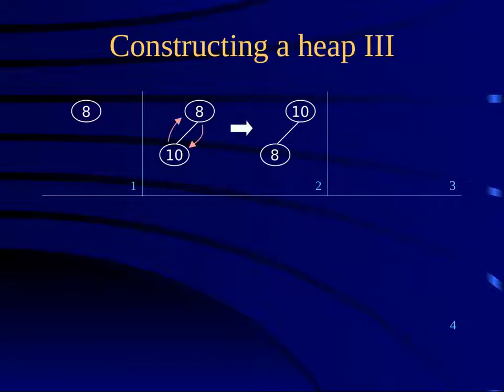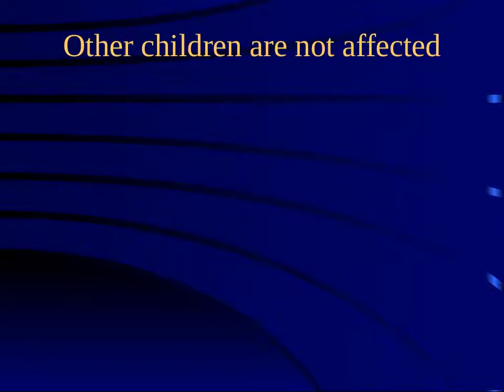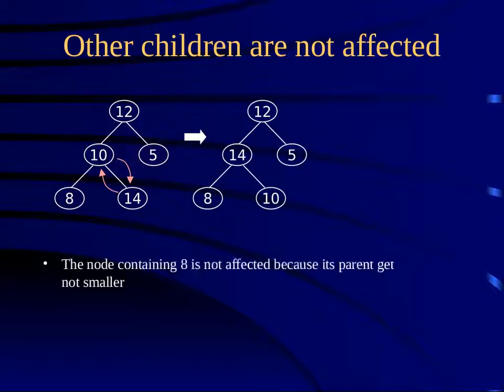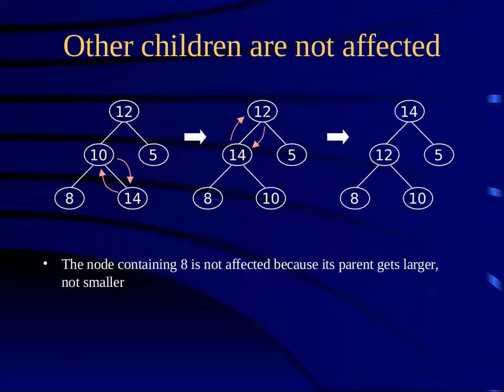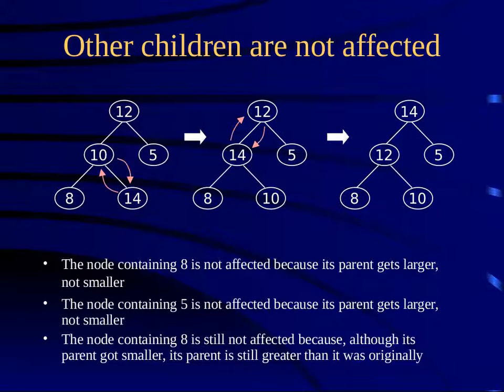All right, they go through some examples here. So they added 10, they swapped it. They add the 5, we're good. We're going to add the 12, what happens here? Swap with the 8, and then we have to swap with the 10. All right, good. Again, other children are not affected. Swap the 14. Obviously, that 8 is still smaller, and then you swap. This 8 is not affected because its parent always gets larger, not smaller. And then swap the 14 and the 12, and now we're here. 5 is not affected because its parent gets larger. That's the trick with sifting up, is that it only gets larger.